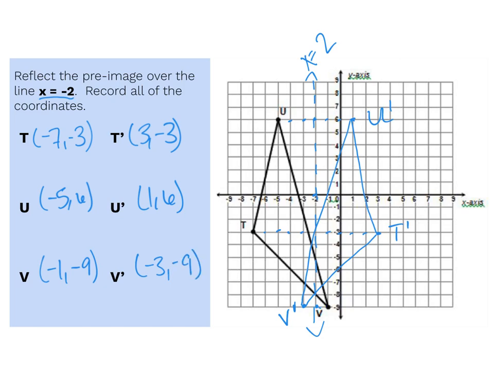So I reflected over X equals -2. That is a vertical line, so that means I'm moving right to left, which means X values change. A couple more practice problems.